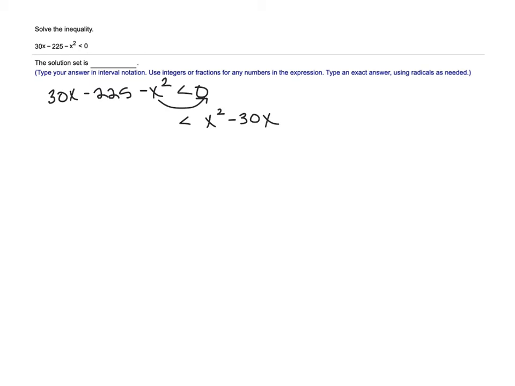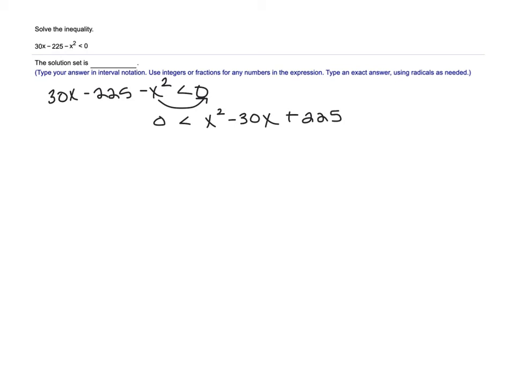And lastly, if I brought 225 over to the right side, you're going to add that to the other side. So that'd be plus 225. Okay, that leaves 0 on the left side. To me this is just one way to make it a little bit easier to factor. So we're ready to solve it.